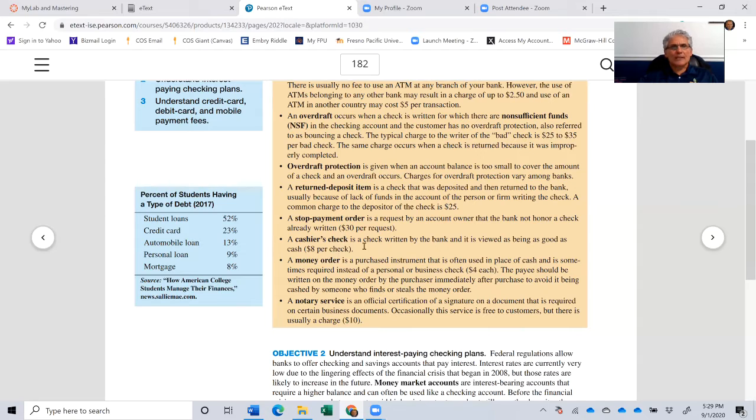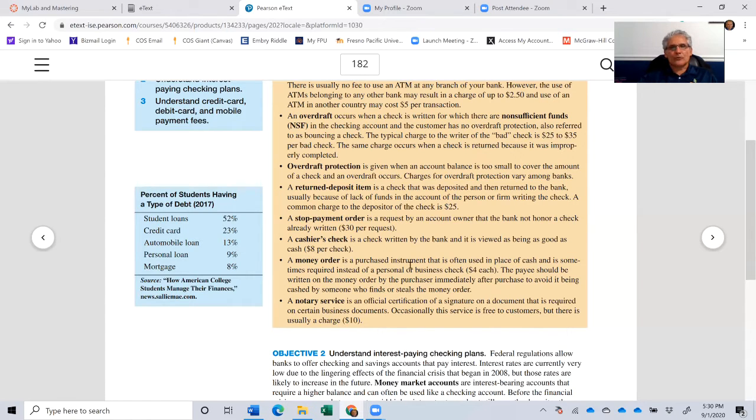A cashier's check is a check written by a bank, and it is viewed as being as good as cash. When you're dealing with large purchases, in many cases, rather than risking that a check might not clear, a recipient may require that you provide a cashier's check.